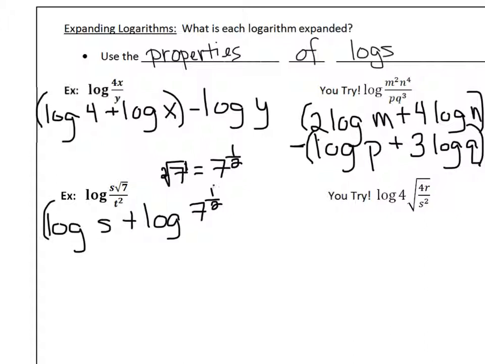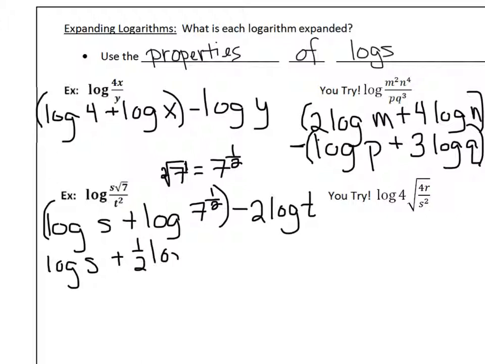So all of this is being divided by t squared, which means minus. The 2 on the exponent of t is going to come to the front. Now I still have an exponent here that I need to take care of. Any exponents go to the front and to be multiplied. So I have log of s plus 1/2 log of 7, and that's still in parentheses, minus 2 log of t. And there's my final answer. So now go ahead and try the next one.